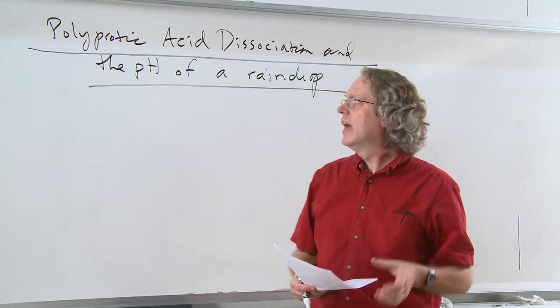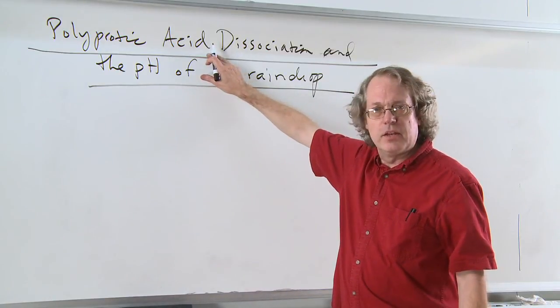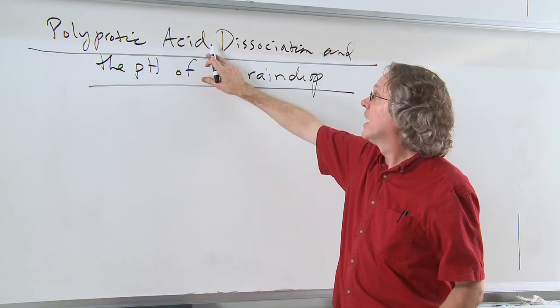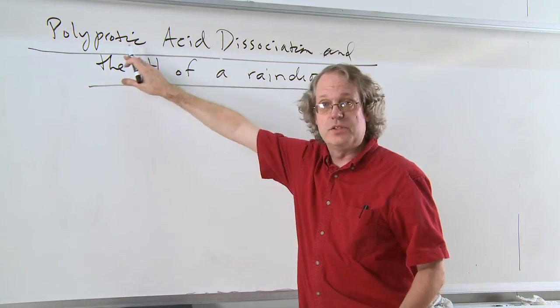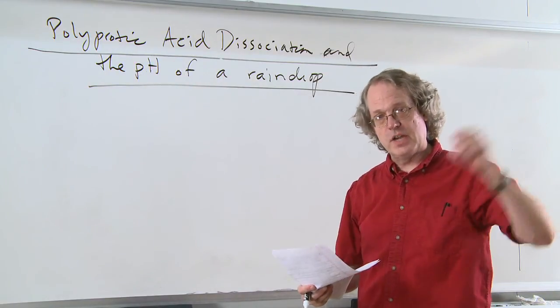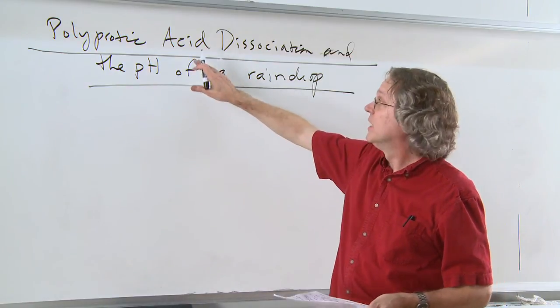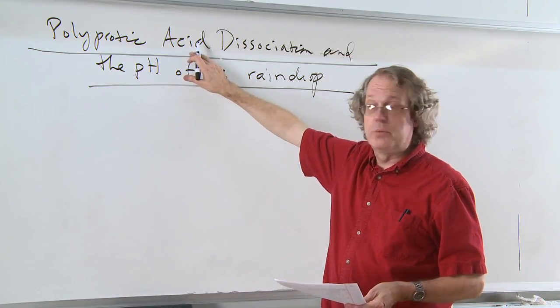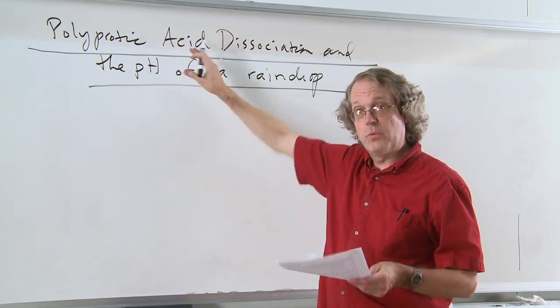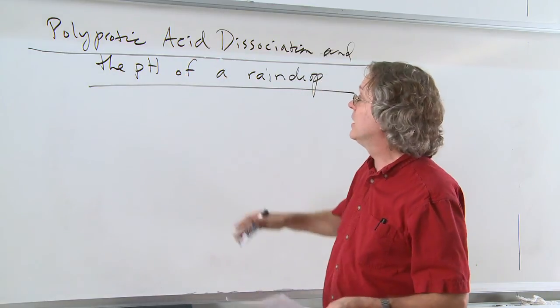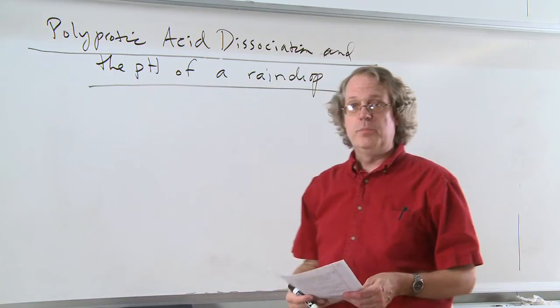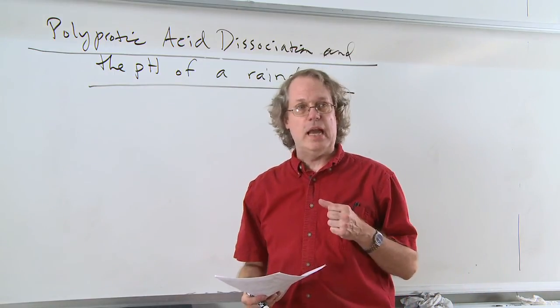So one topic that is a little bit more complicated than looking at typical monoprotic acid dissociations is the dissociation of polyprotic acids, where there are several protons that can come off successively, and each of those protons will contribute to the pH of the solution. So we're going to work through an example that's kind of fun because it allows us to calculate the pH of a raindrop in the absence of acid rain.